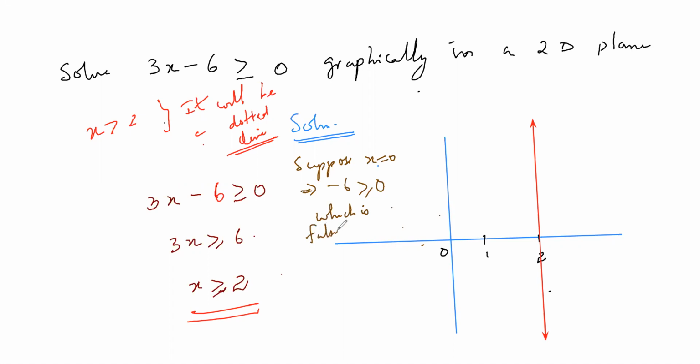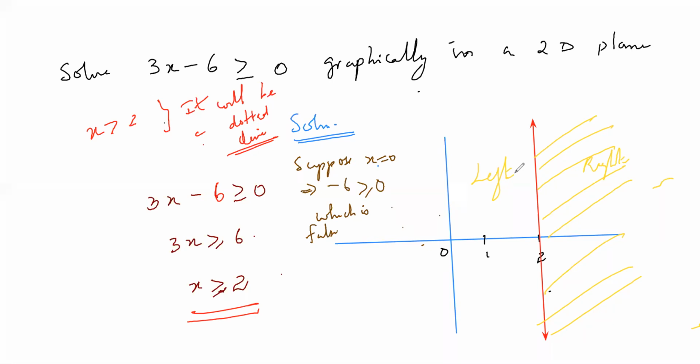Correct? So which means I have to shade on the right hand side. If it is true, I have to shade on the left hand side. So that is the reason I'm going to shade on the right hand side of the plane. This is a vertical line, so there are two parts, the right part and the left part. If it is false, I'll be shading the right part.